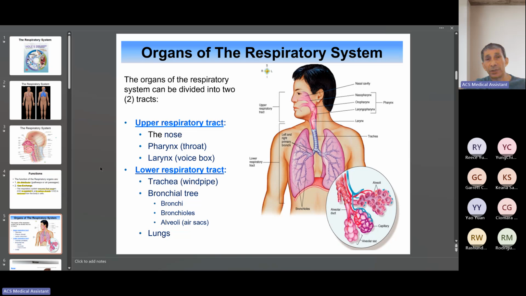Let's divide the respiratory system organs in parts. So we have the upper respiratory tract and the lower respiratory tract. This is very important for us. As medical providers, we need to know where exactly the conditions are happening. And in order to know where the conditions are happening in the respiratory tract, we need to locate the organ. And to locate the organ, we need to have directions.